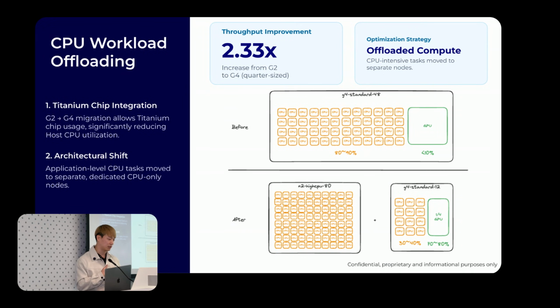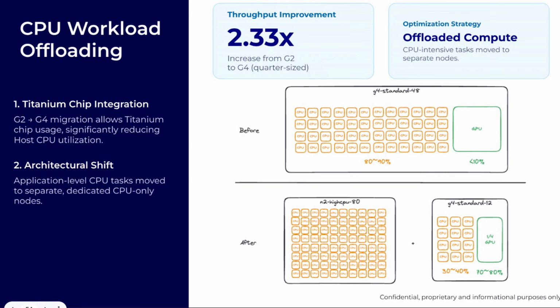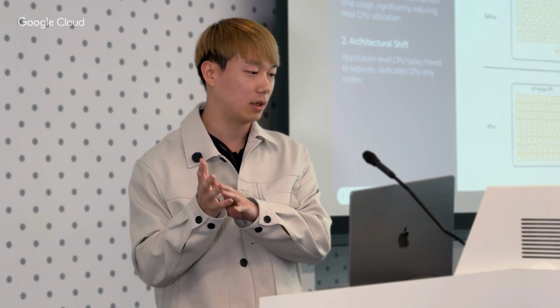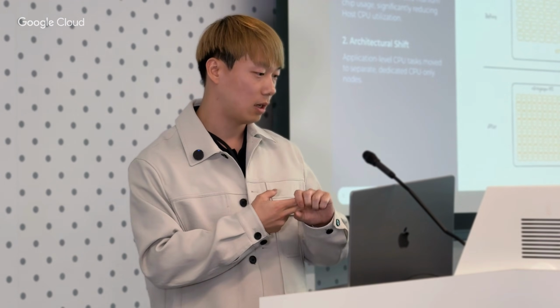What we did on our side is a separate architectural shift to a dedicated CPU-only node, as you can see in the after part. We have CPU-only nodes that we scale independently, like an N2 high-CPU 80, and we use the GPU-heavy workload only on the G4 side. So these were two optimizations we did to offload the CPU-intensive tasks outside the G4.